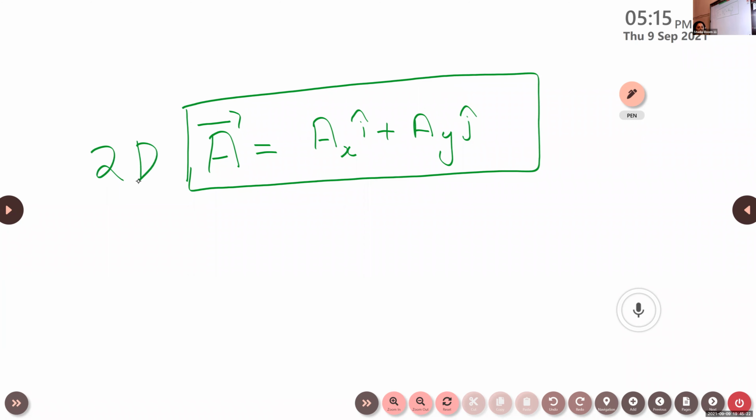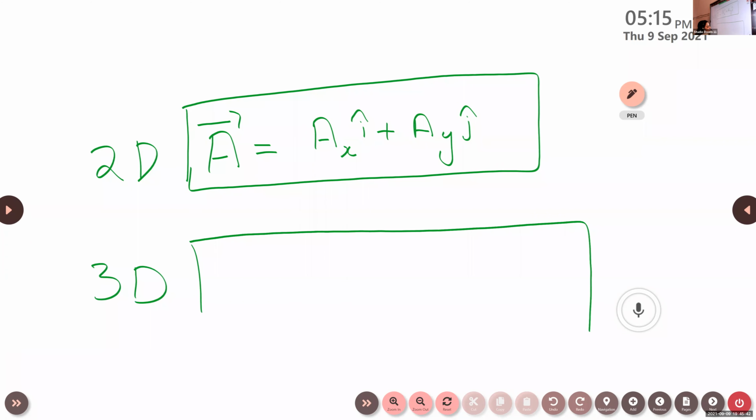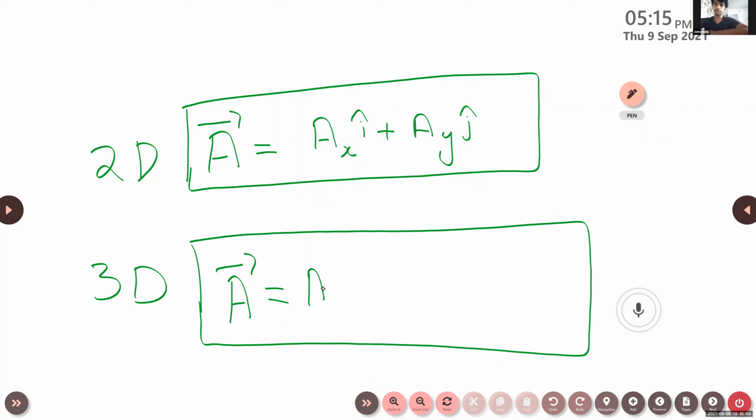Here in this chapter, we are discussing the motion of an object in a plane. If the motion of an object is in two dimension, the equation becomes vector A is equal to AX i cap plus AY j cap. Similarly, can you form an equation for vector addition using component method in three dimension? I want the equation only. Vector A is equal to AX i cap plus AY j cap plus AZ k cap. Exactly. Very good.